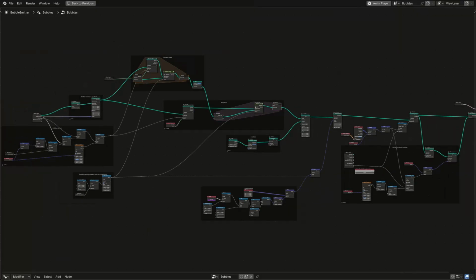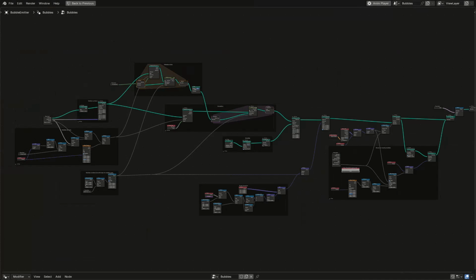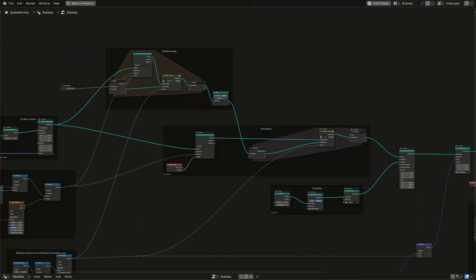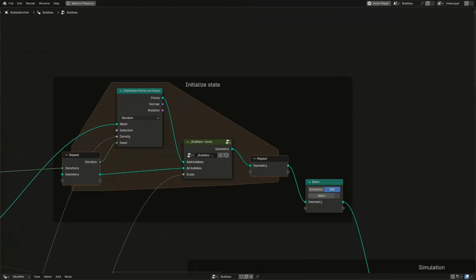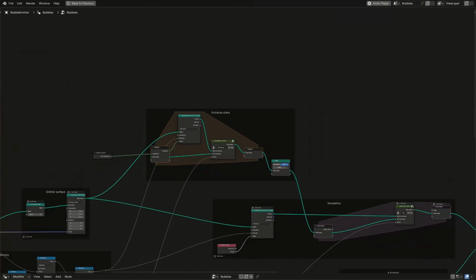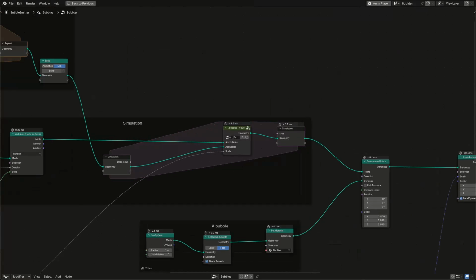Here are the geometry nodes used in the generator. To better understand how it works and potentially customize it to suit your needs, let's focus on the initialization phase. The initialization phase utilizes a subgroup, which is also employed during the simulation phase. Both phases share this common group node to displace the bubbles.